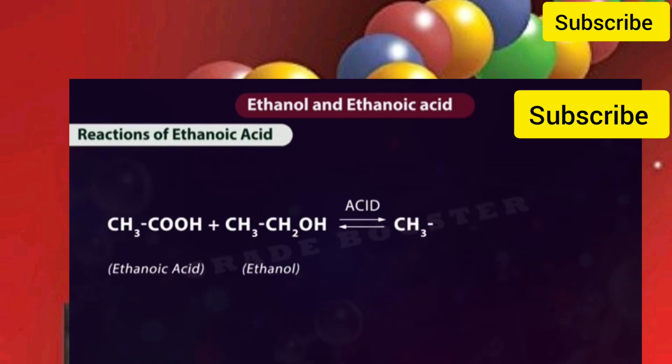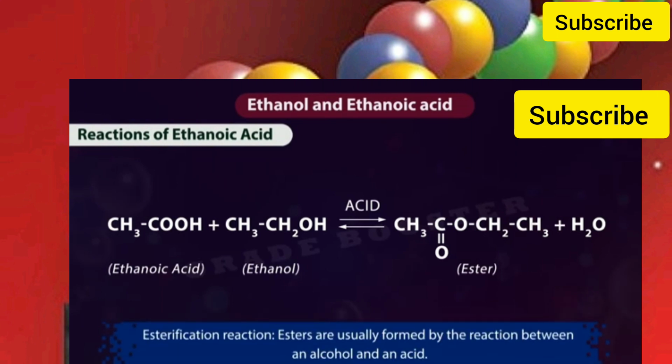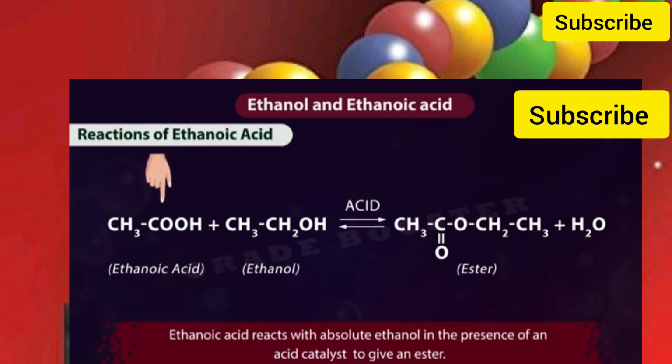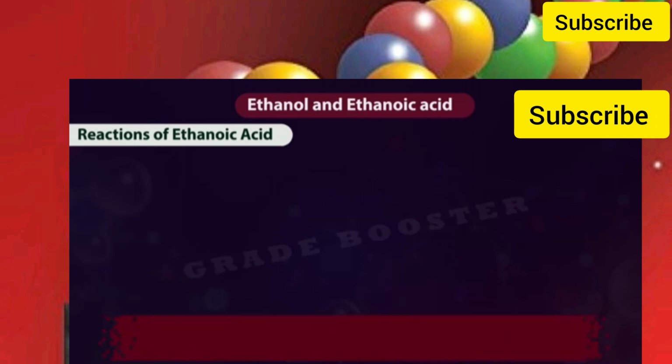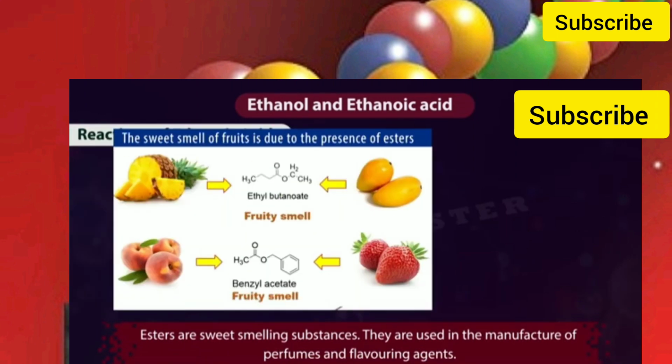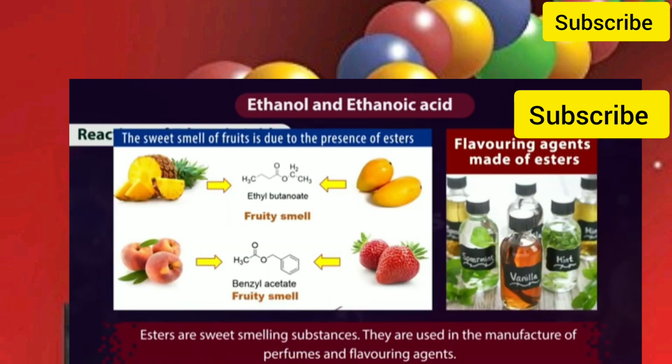Reactions of ethanoic acid. Esterification reaction. Esters are usually formed by the reaction between an alcohol and an acid. Ethanoic acid reacts with absolute ethanol in the presence of an acid catalyst to give an ester. Ethanoic acid plus ethanol gives rise to ester in presence of an acid. Esters are sweet smelling substances. They are used in the manufacture of perfumes and flavoring agents.